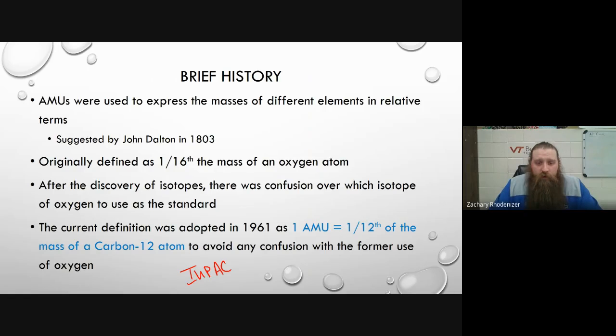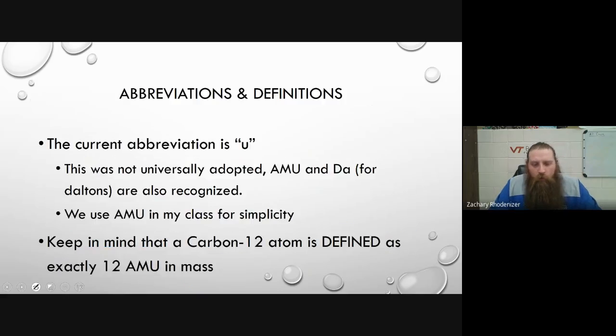So now, as of today, an AMU is 1/12 the mass of a carbon-12 atom. The carbon-12 part is important because that's the specific isotope that we use, okay? When they did this, they adopted the abbreviation lowercase u as the unit. That stood for the unified atomic mass unit. But they didn't mandate it. It wasn't universally adopted. And people still use AMU and Da for Daltons as a unit as well. So u, AMU, and Da are all the same unit, all right?